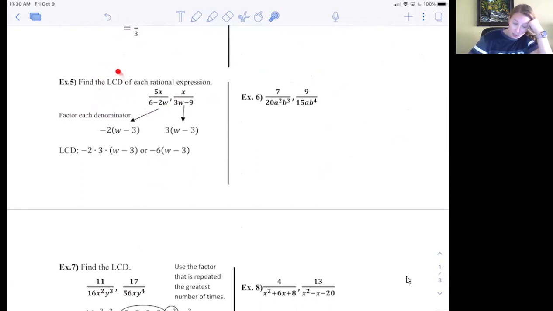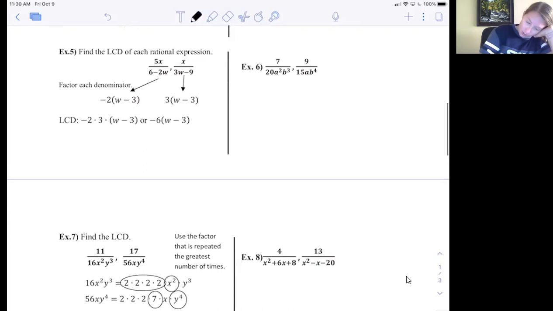In this case, we're just looking for the LCD, so we're just looking at the denominator. I'm not even worrying about the top. So I look at 6 minus 2w. I can take a negative 2 out. Let me rewrite this: they're going to rewrite it so the w is in front, as negative 2w plus 6. Then I can take a negative 2 out so that I can keep this w positive. So I'm left with w minus 3.